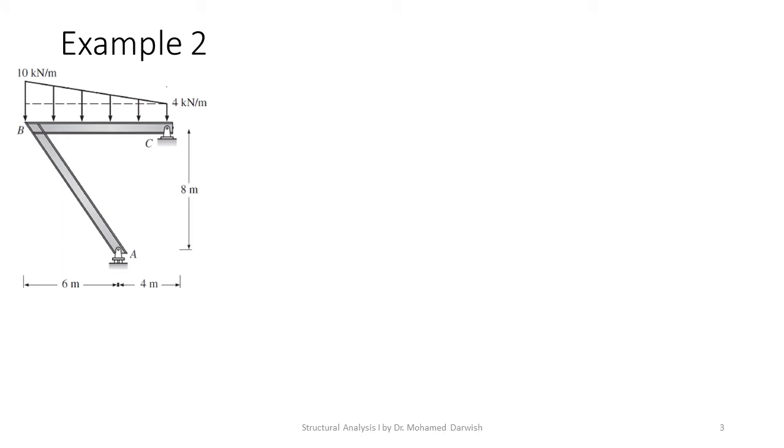Second example, here we have frame ABC. A is a roller, C is a hinge. The load is a trapezoidal load, 10 kN per meter at B, 4 kN per meter at C.